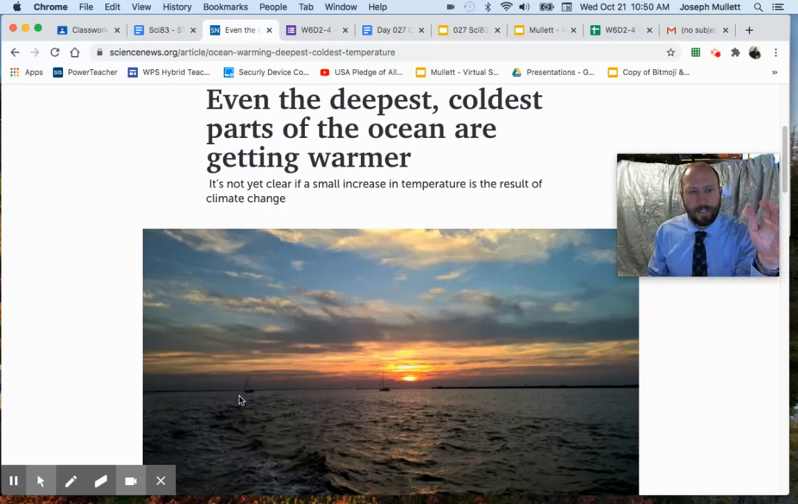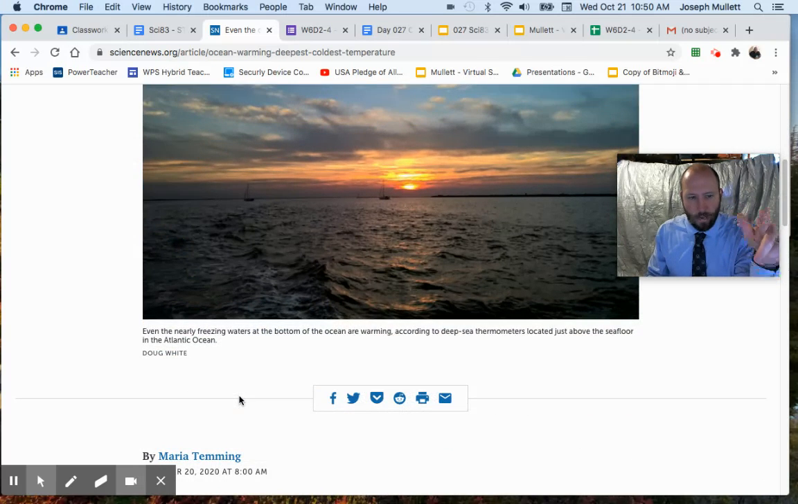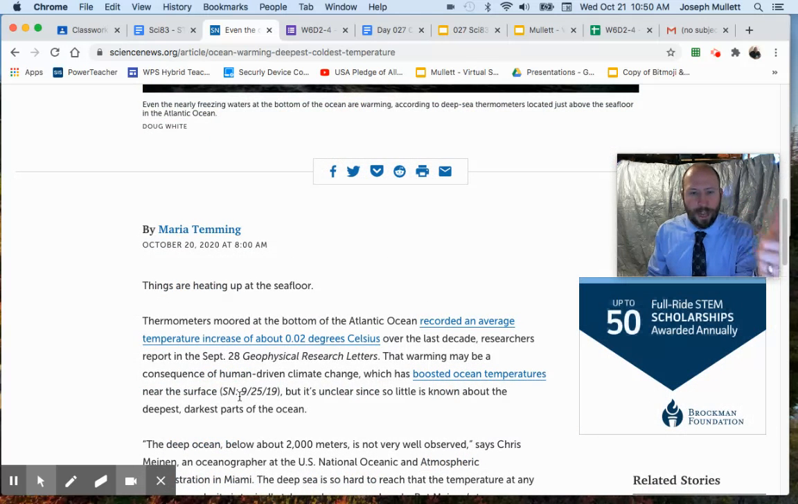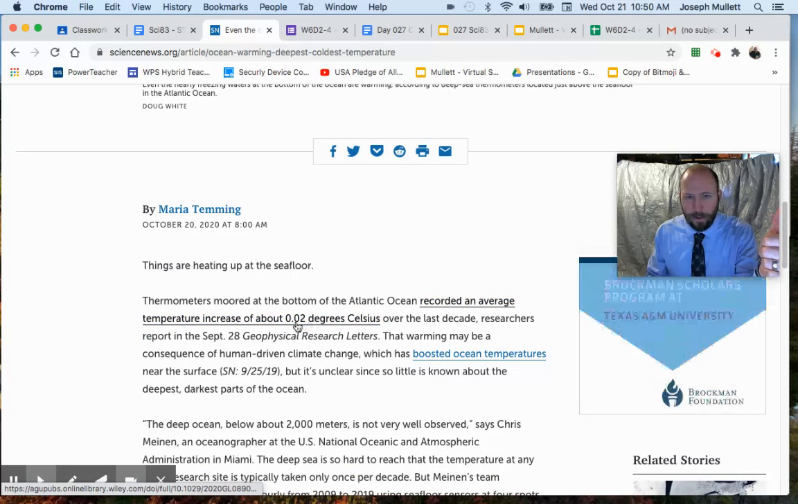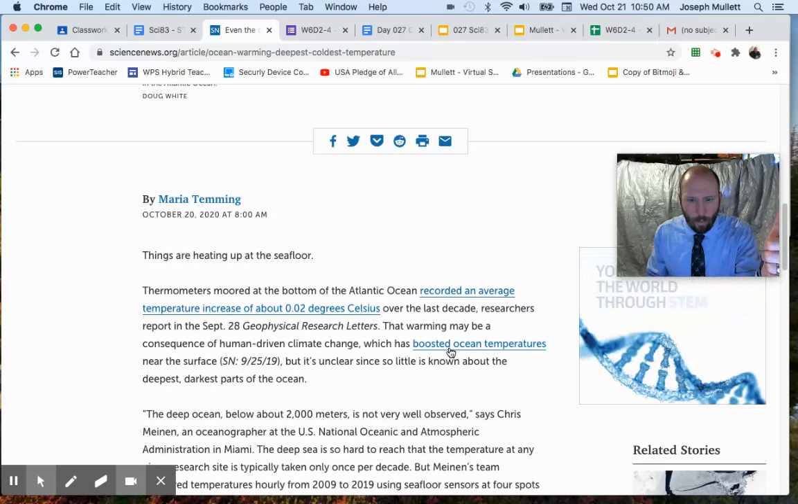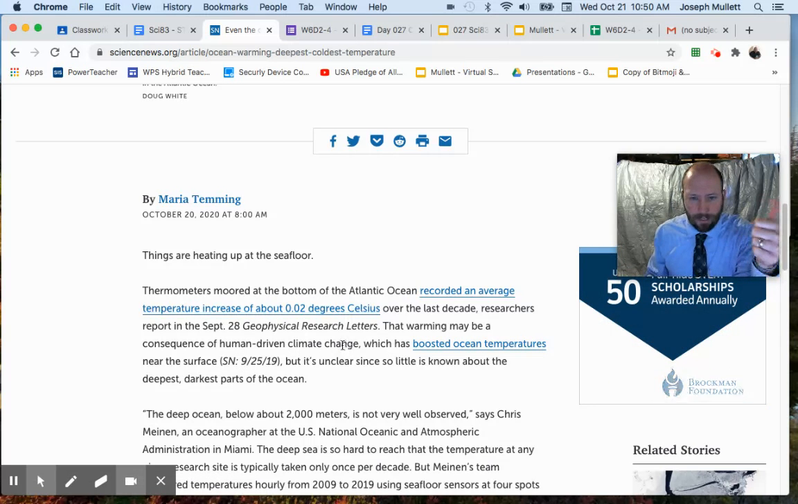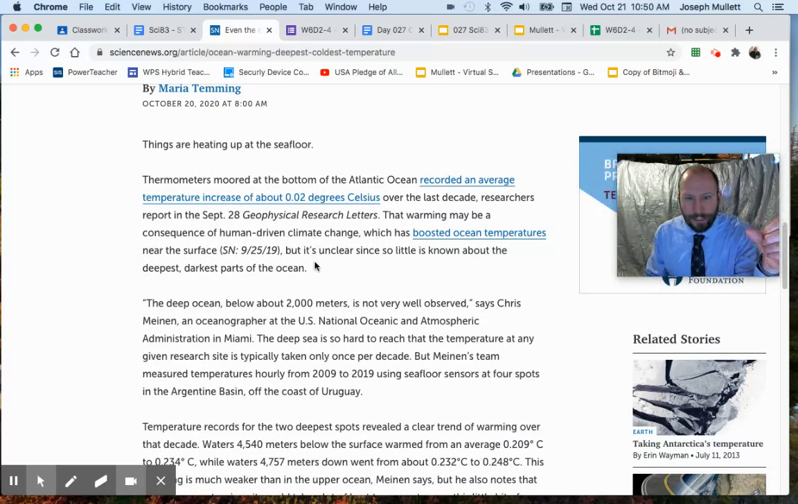So it says it's not yet clear if a small increase in temperature is the result of climate change. However, they are pointing out that they now know that the deepest portions of the ocean are getting warmer. So we now know the what. The what part is that we've got an ocean depth that is warming. And as I read and skim through, I've got the increases have increased by 0.02 degrees Celsius over the last decade. The warming may be the consequence of human-driven climate change. So there's a potential for us now knowing what's causing this. It does point out it's still unclear since so little is known about the deepest, darkest parts of the ocean.